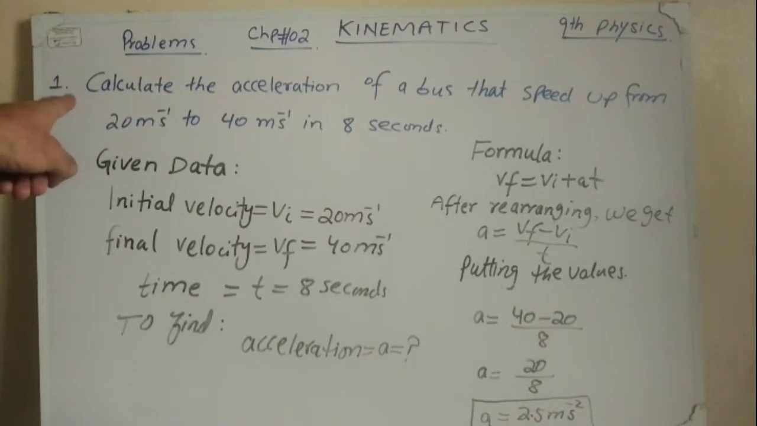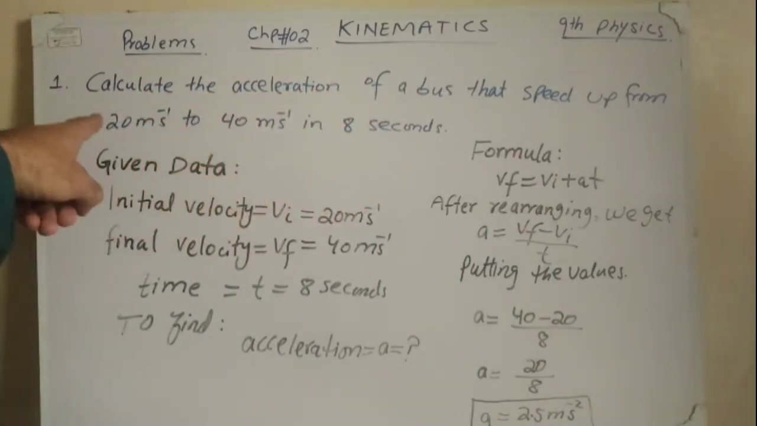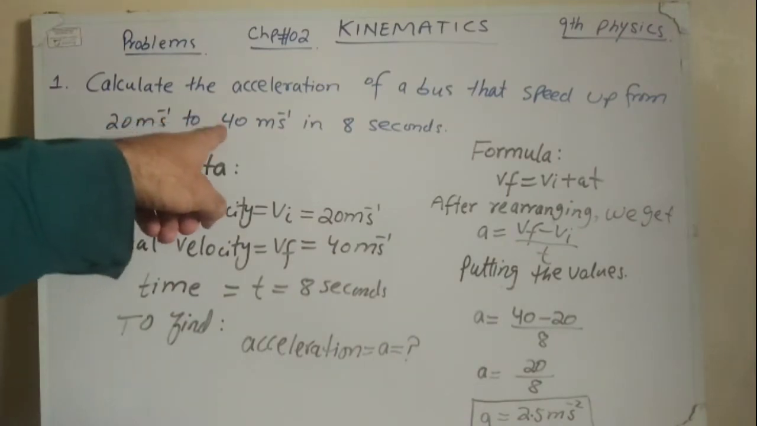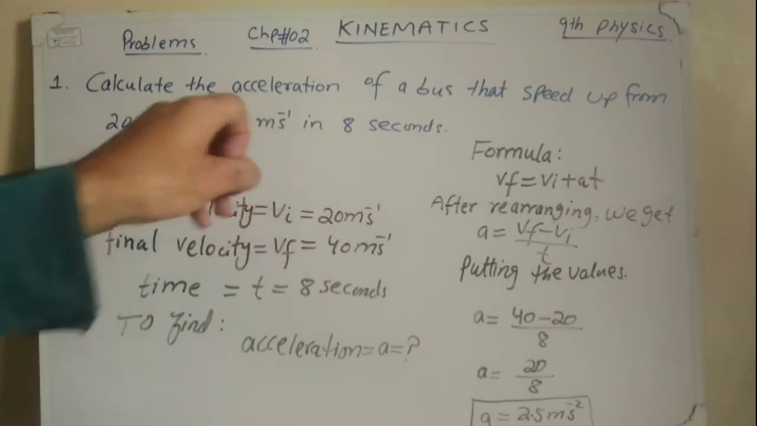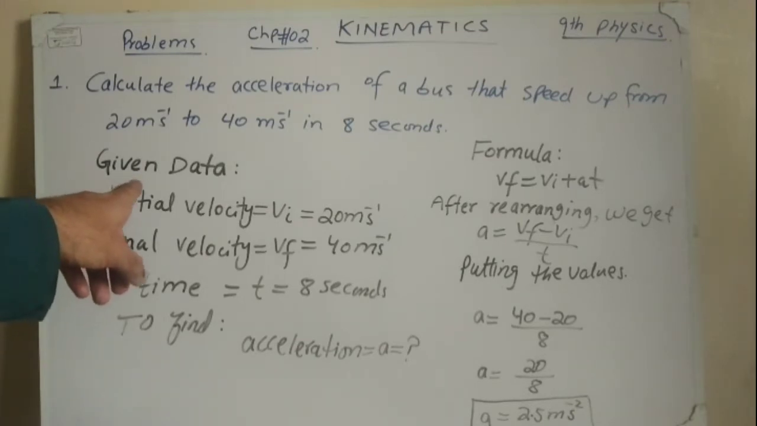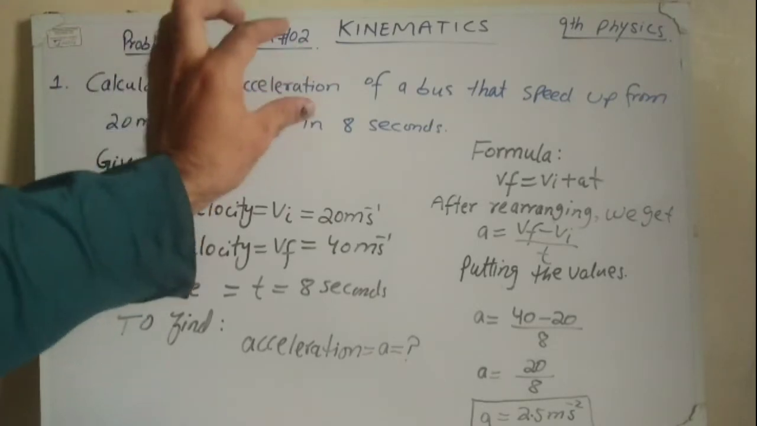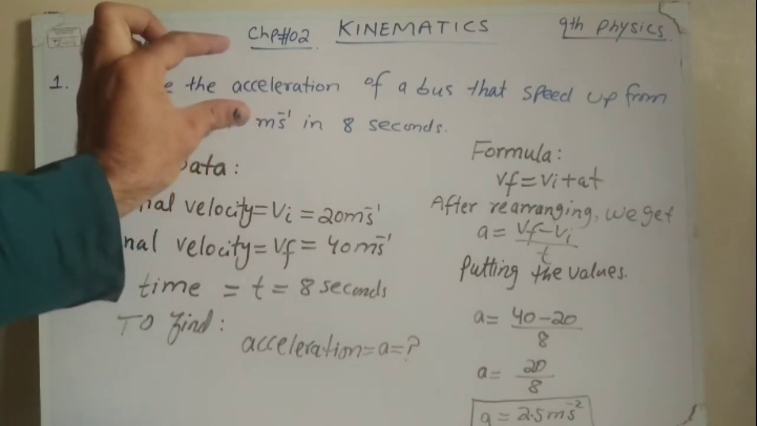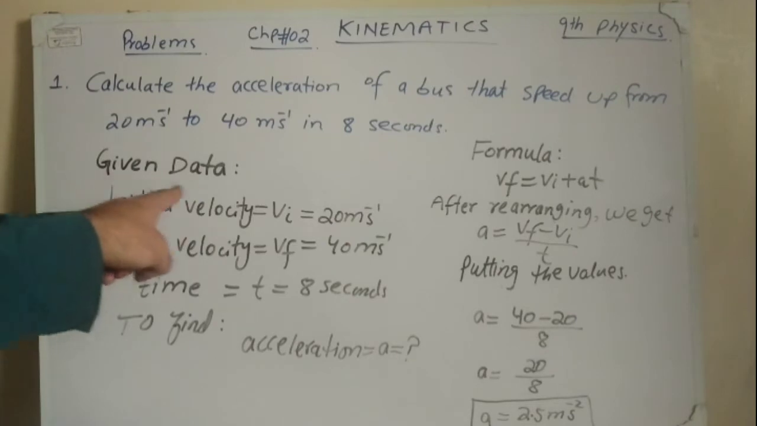Calculate the acceleration of a bus that speeds up from 20 meter per second to 40 meter per second in 8 seconds. So first of all, we have to know what is given to us. First, what we do in numericals is we have to spot out the values. Those are called given data. What is given to us in this numerical? We have to extract the data, so that is called given data.